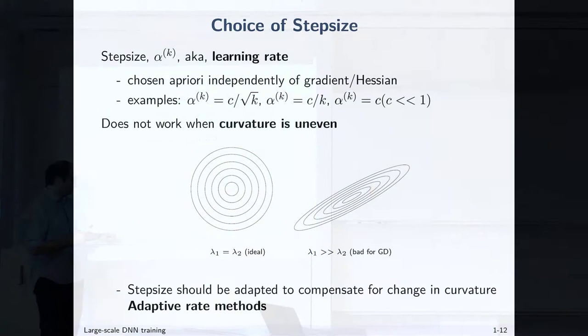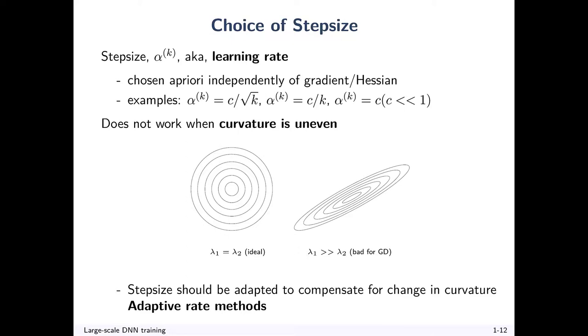Right, and so basically this is just to motivate that we want to adapt the step size in a smart way to avoid these problems. At the same time, we don't want to use the Hessian, we don't want to use second-order information. And this is basically the motivation for adaptive rate methods.